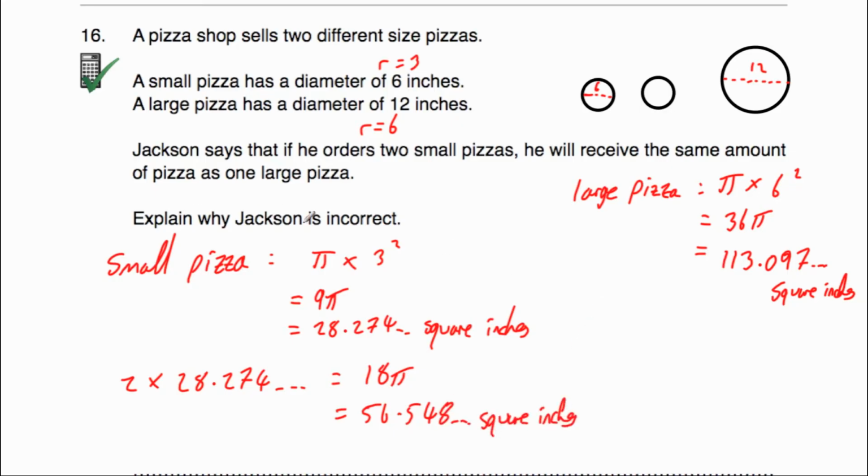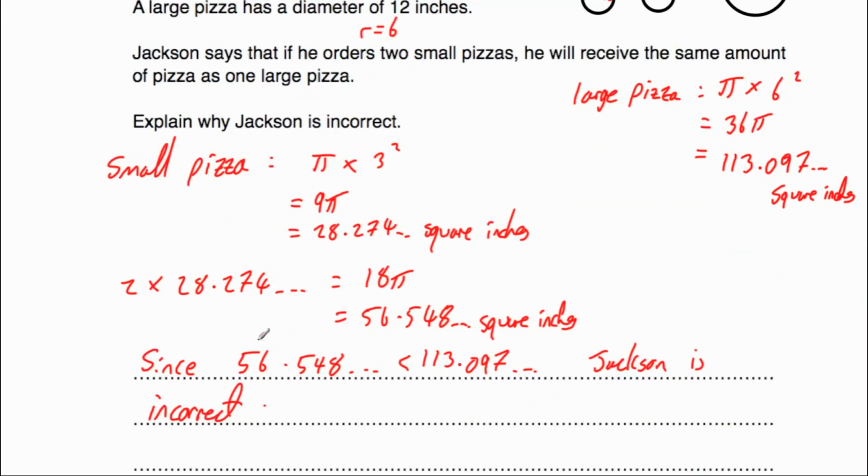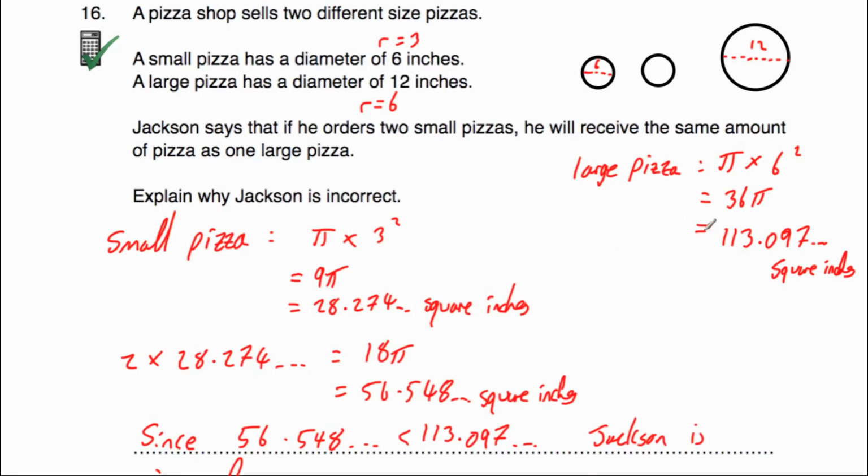Now we've been asked to explain why he's incorrect, and so as you can see here, the area of 2 small pizzas would be 56.548 and so on square inches. A large pizza is an area of 113.097 square inches. So I've just written that since 56.548 and so on square inches is smaller than 113.097 square inches, Jackson is incorrect.